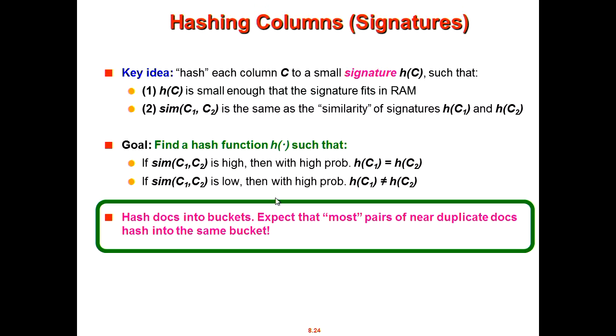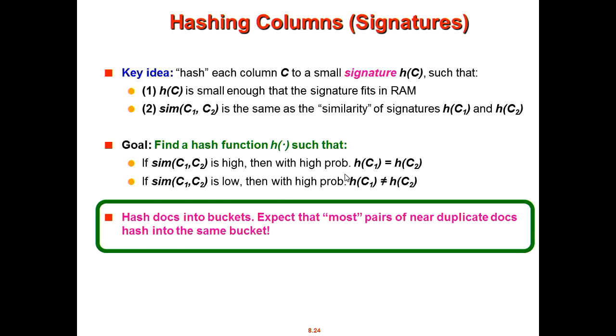So now we can hash the documents into the buckets, and we expect that most pairs of near duplicate documents will be hashed into the same bucket. The documents within the same bucket are treated as candidate pairs. So we only need to compute similarities for these candidate pairs instead of the all pair similarity computation. So that's the basic idea.